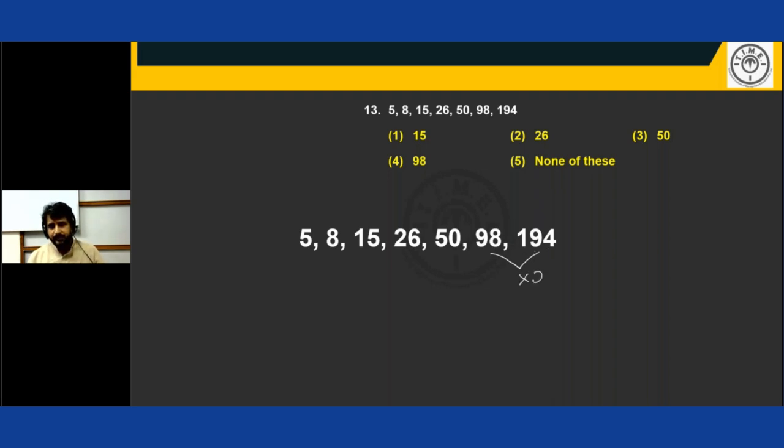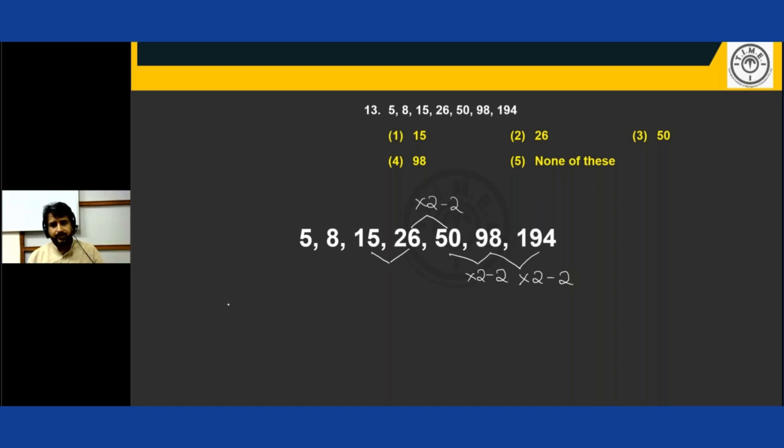You can represent this number as into 2 minus 2. 50 and 98, again you can represent them as into 2 minus 2. 26 and 50, you can write them as into 2 minus 2. 26 times 2 is 52, minus 2.